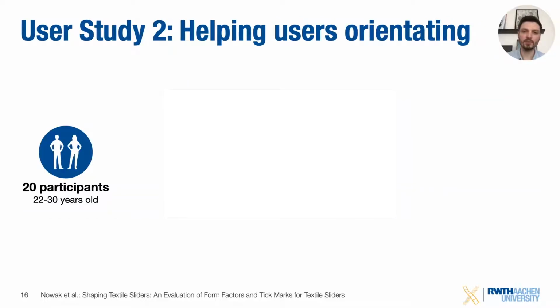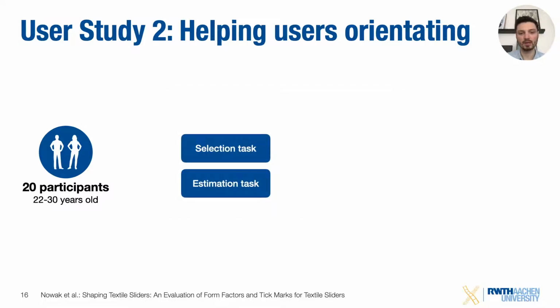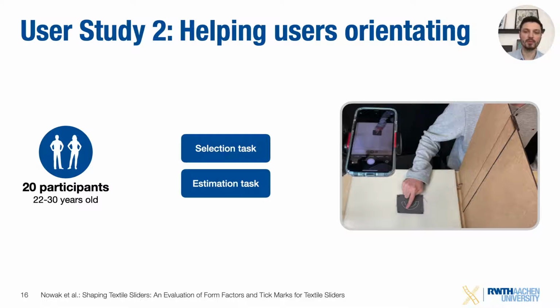After we knew from our first user study that we should use recessed sliders and that tick marks and curved sliders work well, we measured users' performance in a second user study with 20 participants. The goal was to investigate how well the slider designs can help the users orientating and thus selecting a value more confidently. For this, we split the study into 2 parts, a selection task and an estimation task. For both, the setup was similar to the first user study.